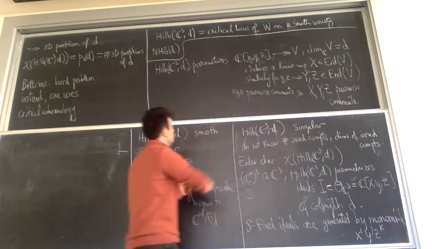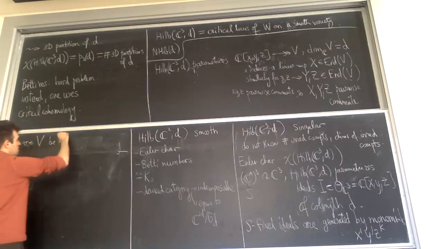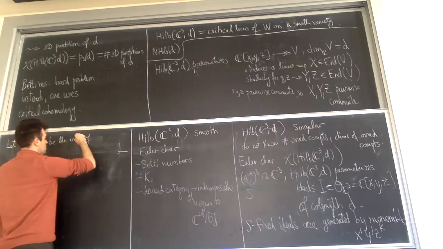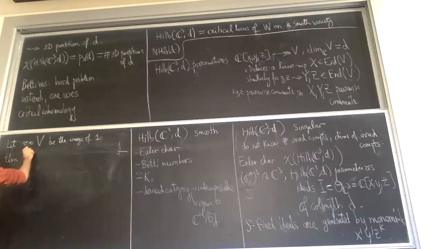But we also have to use that V is a quotient of the polynomial algebra. So let lowercase v in V be the image of 1 under the projection. Then v will generate the full vector space under the action of X, Y, Z. So I'll use this notation.